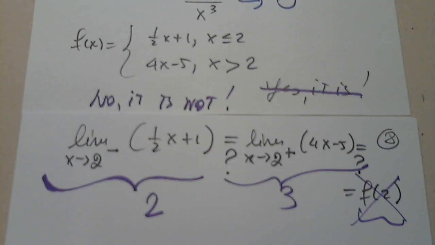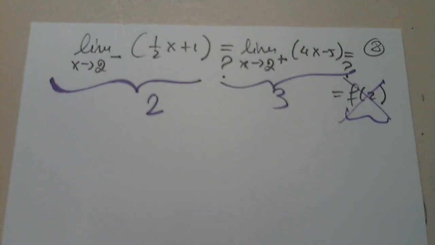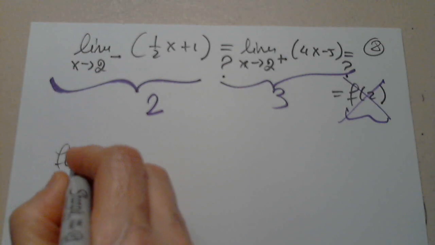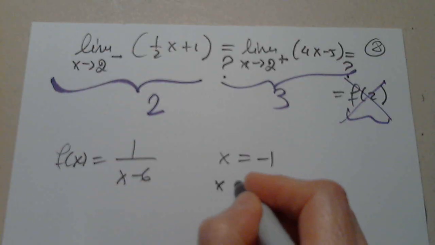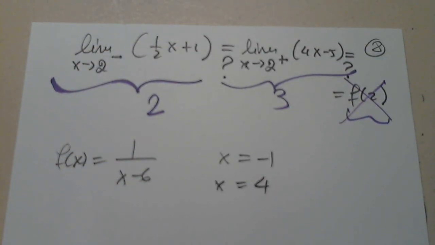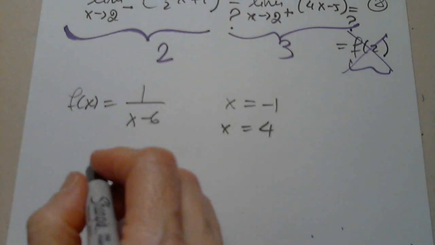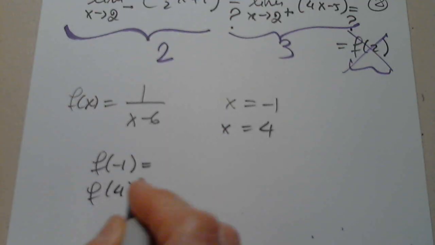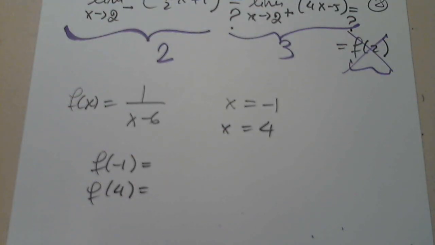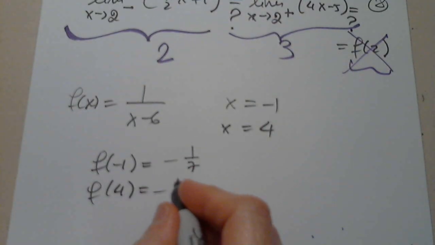Find the average rate of change. This is an important topic, although this is basic algebra. It's not even calculus. So we have the function f of x equals 1 over x minus 6, and x equals -1, and x equals 4. Good. So first I have to find f of -1, then I have to find f of 4. F of -1 is -1 over 7. F of 4 is -1 over 2.